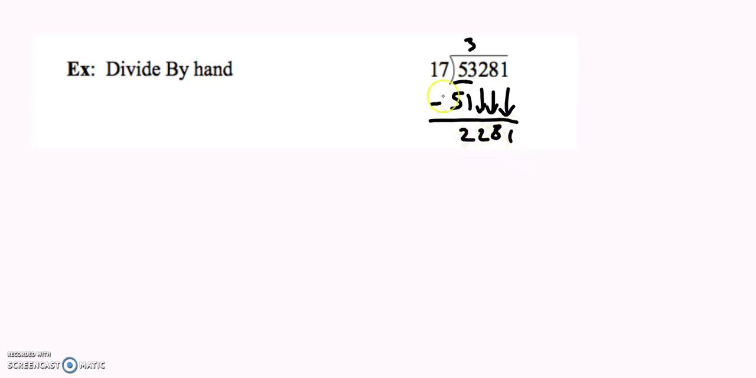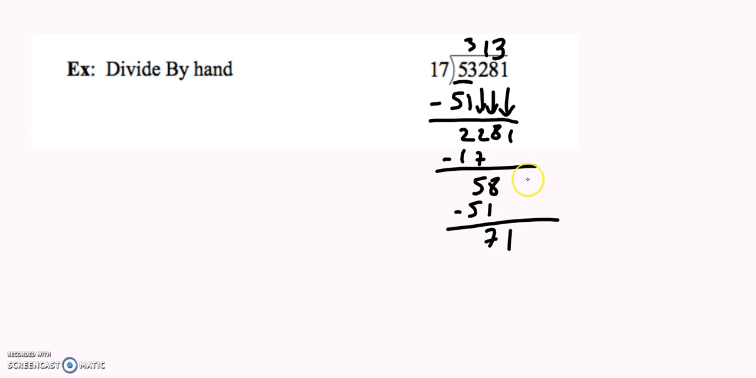Now I have a new problem, 17 into 2281. 17 divided into 2 doesn't really work, but 17 goes into 22 exactly one time. 1 times 17 is 17, and I'm going to subtract. I hope you remember this process a little bit, because it's going to be really helpful when we do the polynomial long division.